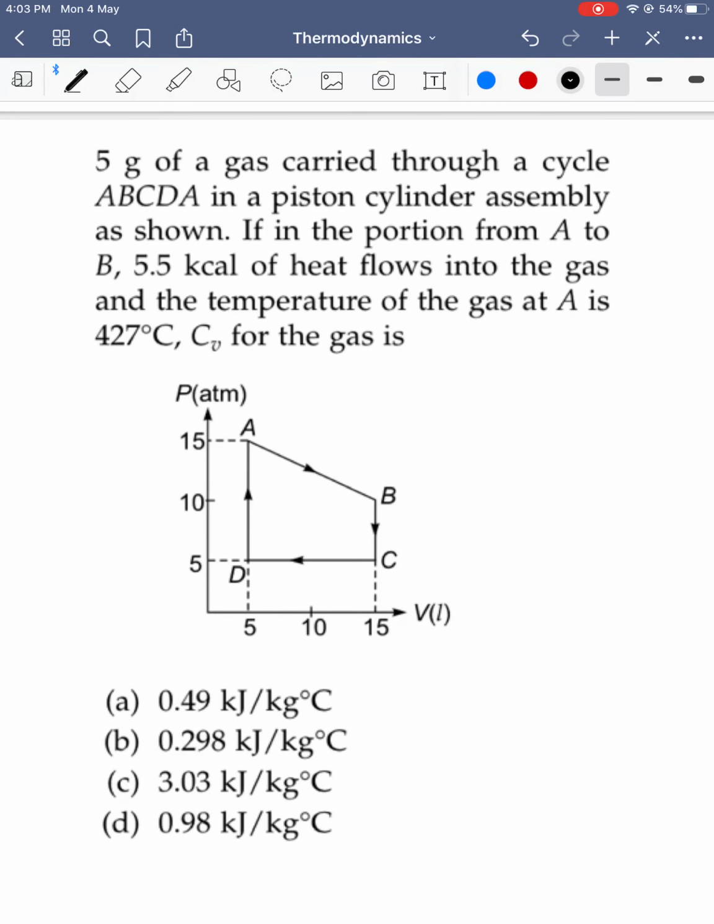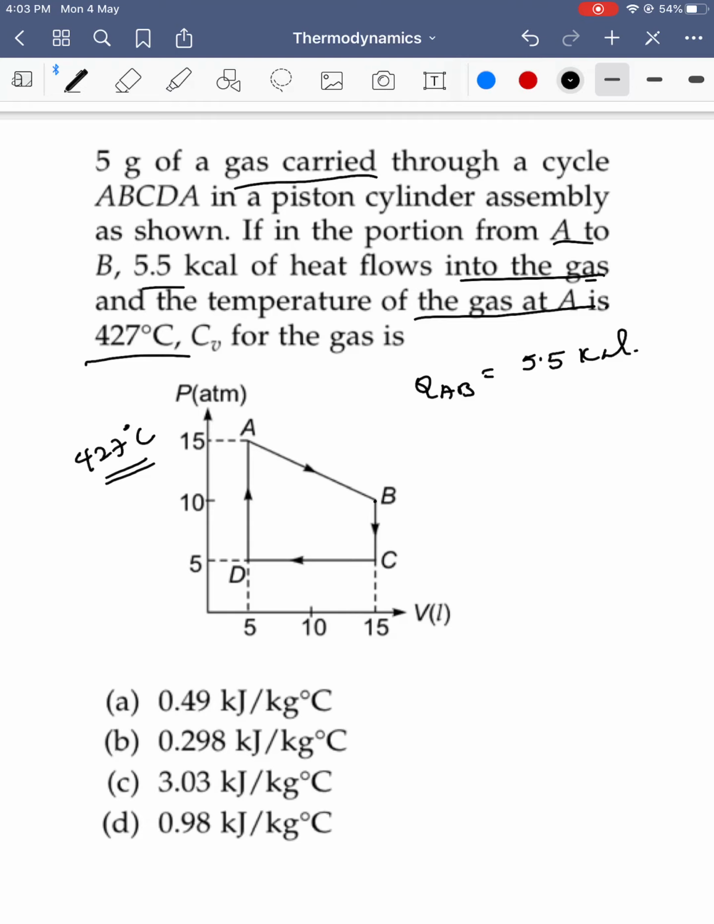5 grams of gas is carried through a cycle ABCDA, in the piston cylinder assembly as shown in the figure. For the portion from A to B, QAB is given as 5.5 kilocalories of heat flows into the gas, and the temperature of the gas at A is 427 degrees Celsius. Now he is asking us to find CV of the gas.